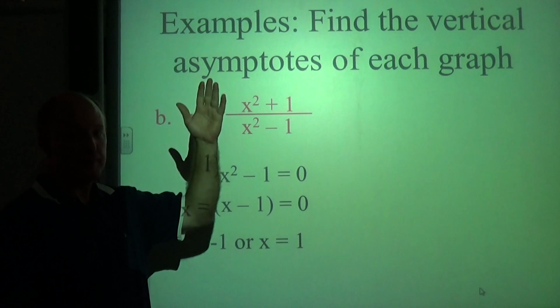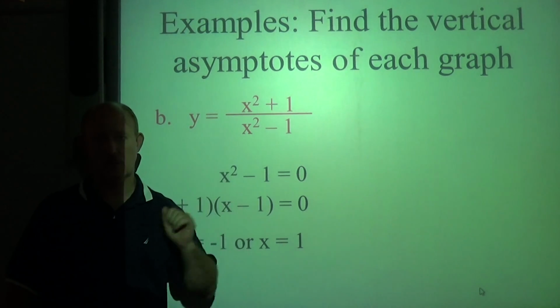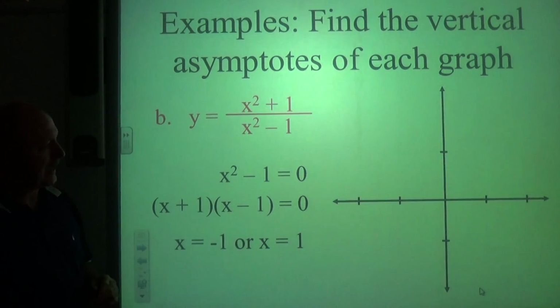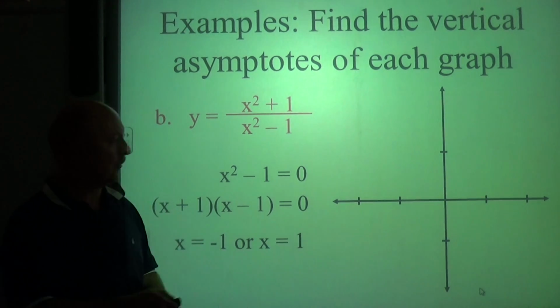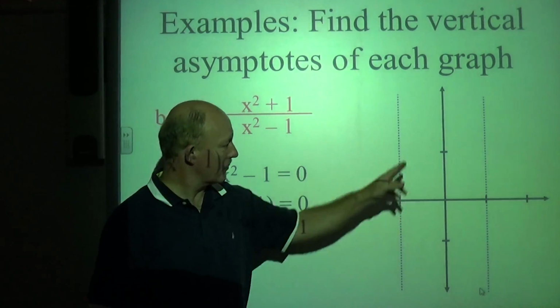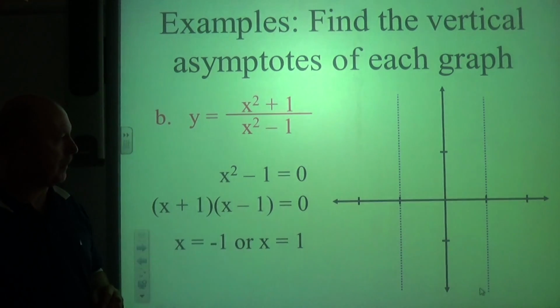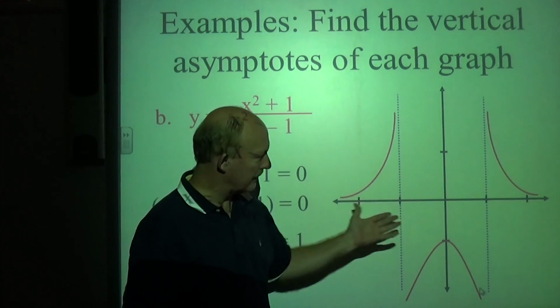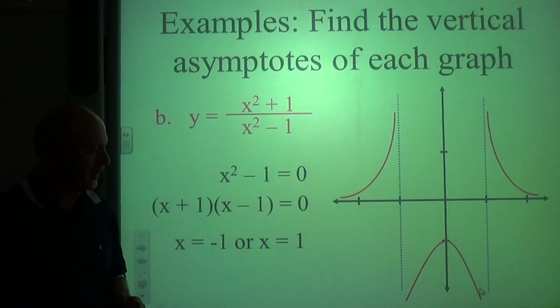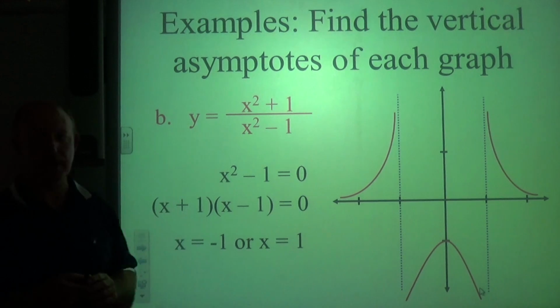So for this particular problem, you've got two vertical asymptotes. If you look at our graph, you've got a vertical asymptote at negative 1 and a vertical asymptote at positive 1. The graph will look sort of like this right here. You can see the two asymptotes there.